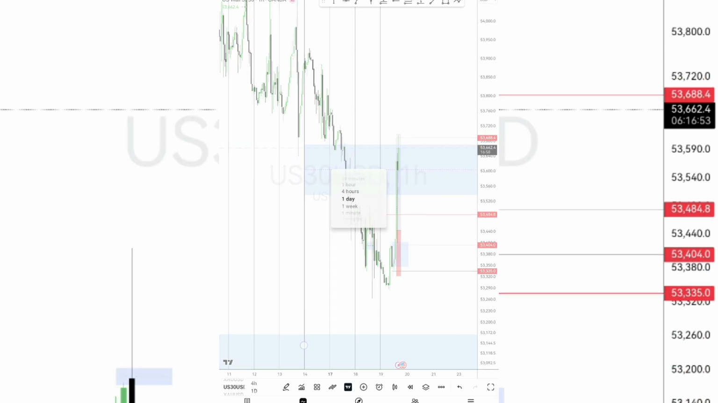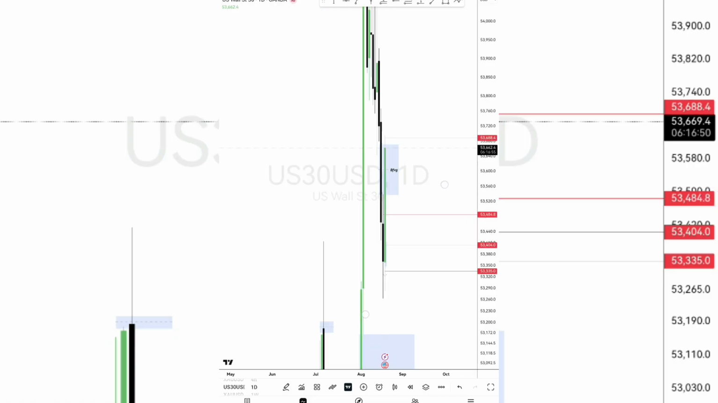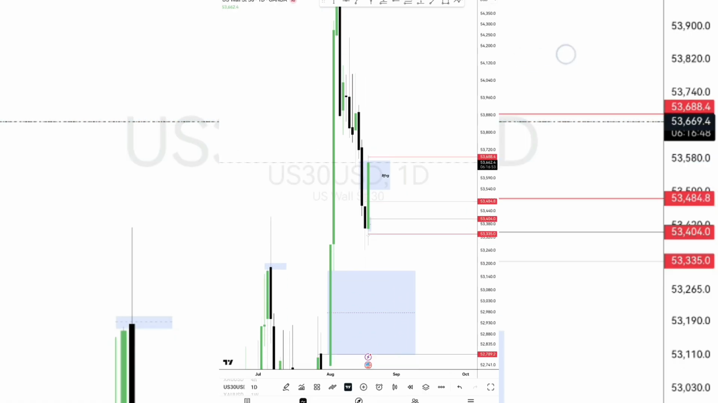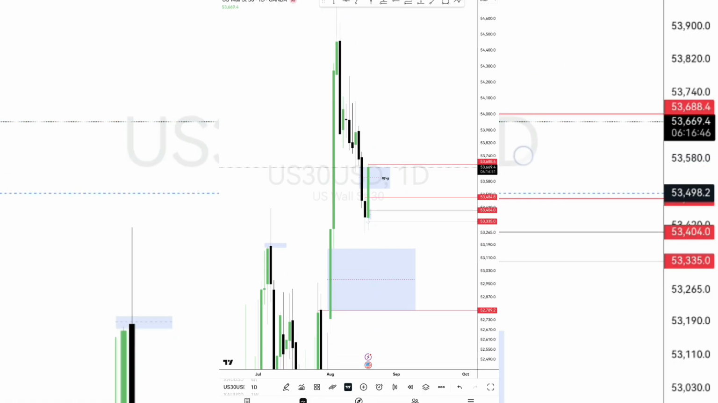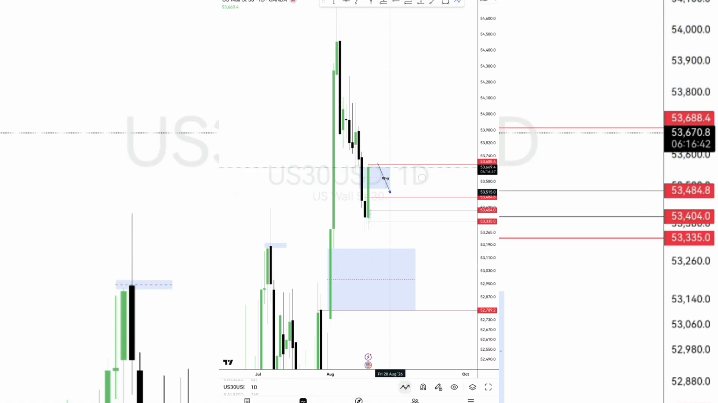I want to see price close bullish, maybe come a bit down, so that tomorrow we continue up and eventually take the high, and we continue with the bullish run.